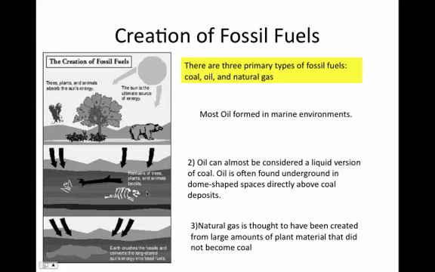The remains of these trees, plants, and animals go into the ground and decay, and the earth crushes the fossils and converts this into what we call fossil fuels. Oil can almost be considered a liquid version of coal. Oil is often found underground in dome-shaped places directly above coal deposits. Natural gas is thought to have been created from large amounts of plant material that did not become coal.